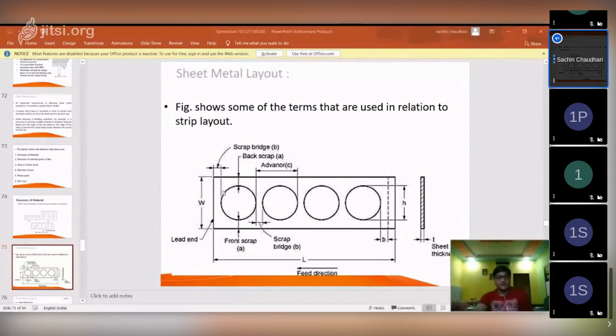Okay, so the different terminology of sheet metal layout is shown in figure. Just go through that for 1 minute. Okay, what is front scrap, back scrap, scrap bridge, advance, W, H.